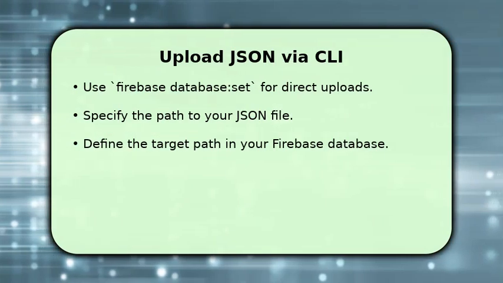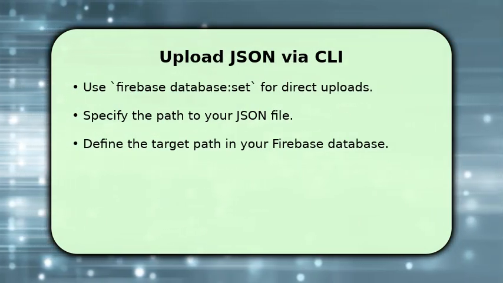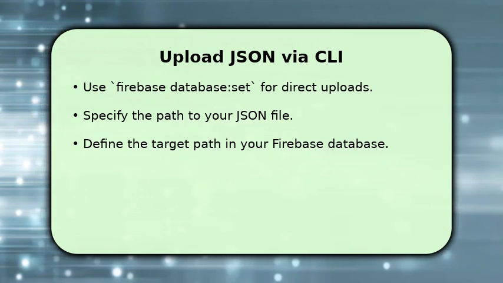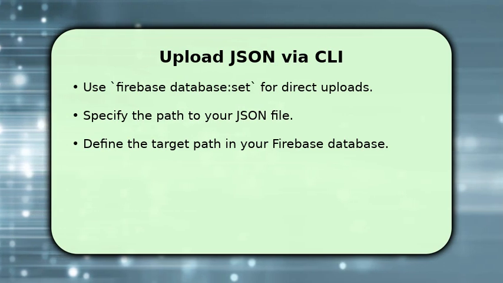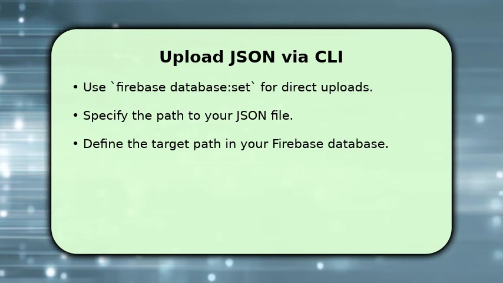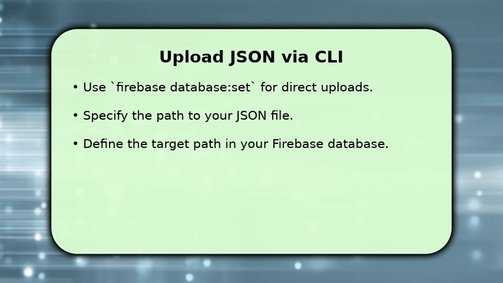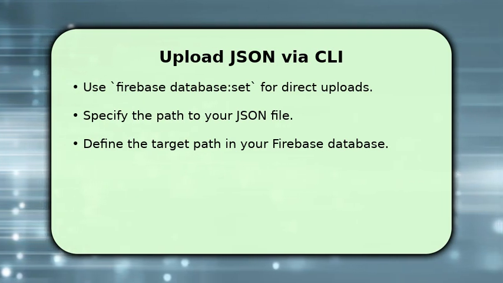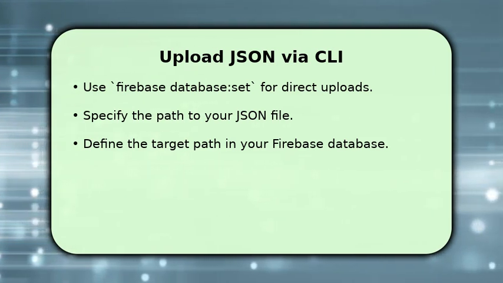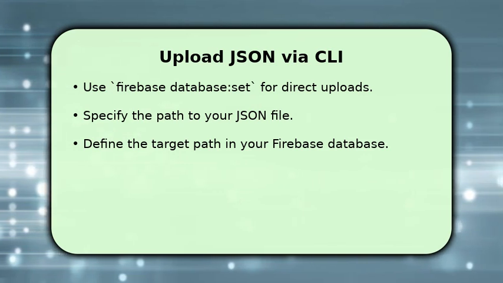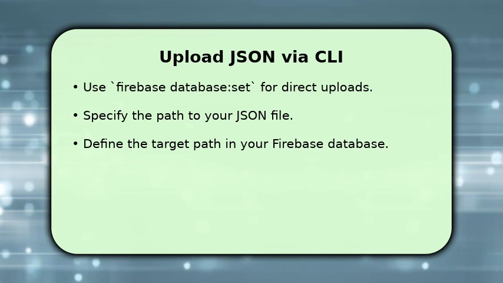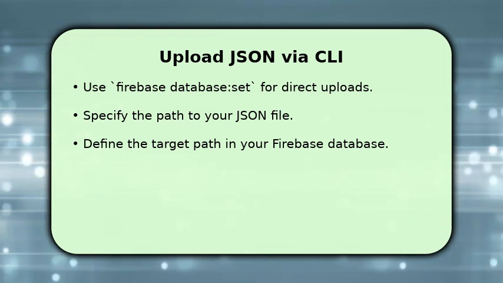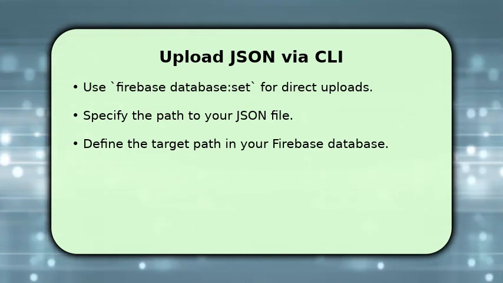Now, let's upload your JSON file using the Firebase CLI. The firebase database:set command is perfect for this. You'll need to specify the local path to your JSON file and the target path within your Firebase real-time database where the data should reside. For example, firebase database:set /data mydata.json. After executing the command, confirm the upload in your terminal to ensure it completes successfully.